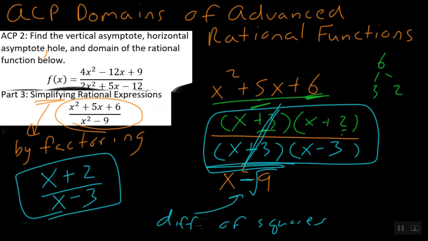Alright, well, at this point, we have parts 1, 2, and 3. It is now time for us to tackle this ACP problem. Okay, ACP 2. Find the vertical asymptote, horizontal asymptote, the hole, and domain of the rational function below. Now, the thing that I truly care about is the domain. That is our primary focus, is can we find the domain? And I want you to know these other things will just be kind of points of interest along the way.